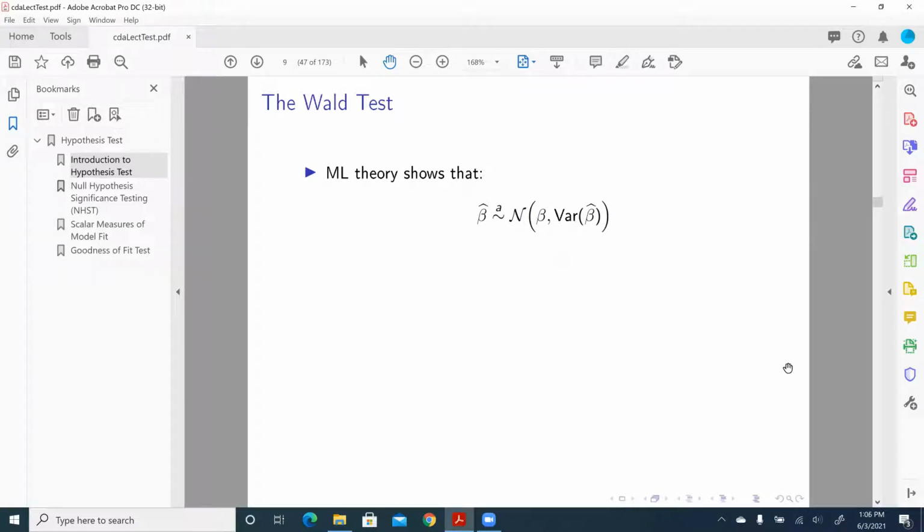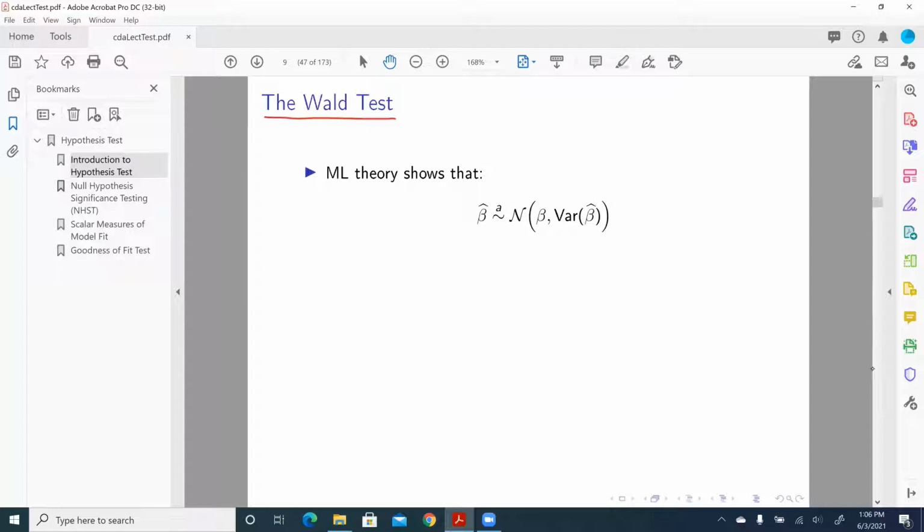Okay, and next, let me go through a list of actually 3 tests under the general framework of null hypothesis significance testing. So first is called the Wald test.